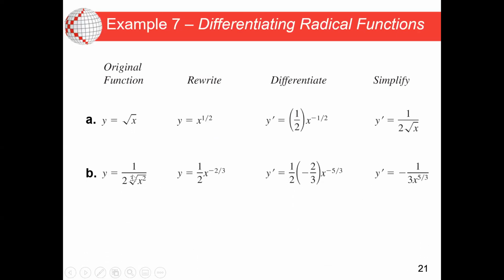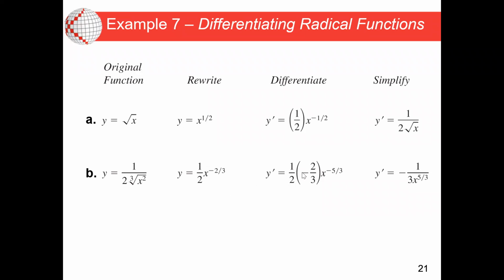Another example, we have 1 over 2 times cube root of x squared. So the first thing we have to do, again, rewrite the equation. So we have our half, x squared. So we have x, the 2, cube root 1/3. So again, when we rewrite it, we have half x to the power 2/3. Then we can find the derivative.